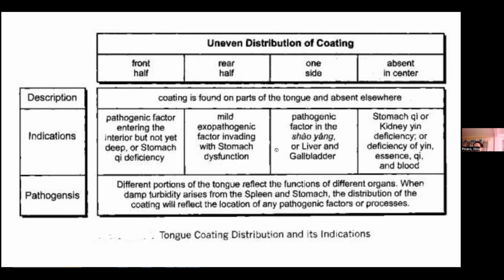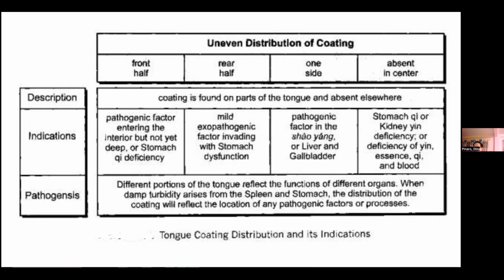Pag one side naman yung may tongue coating, this indicates that the pathogenic factor in the Xiaoyang or the liver and the gallbladder ang affected. Okay po? Pag absent in the center, yung tongue coating, there could be a stomach chi or kidney yin deficiency, or deficiency of yin, or sa essence, chi, and blood. Okay? Ito po yung ma-observe natin once there is an absent coating in the center.